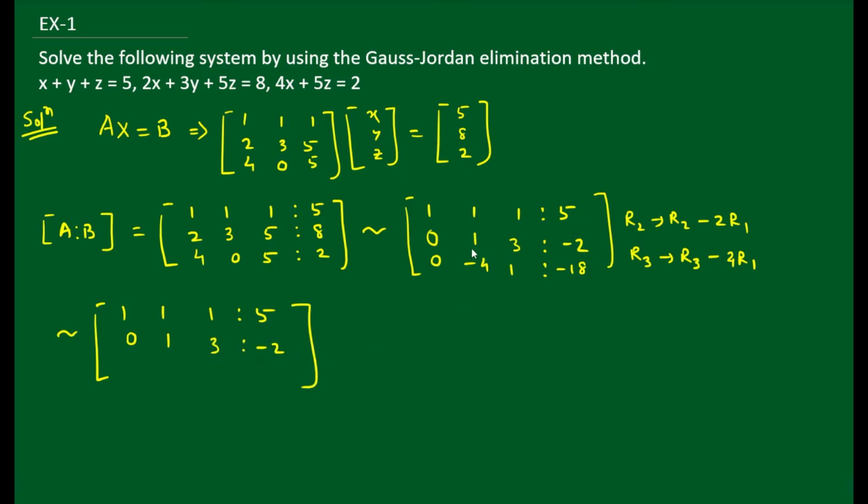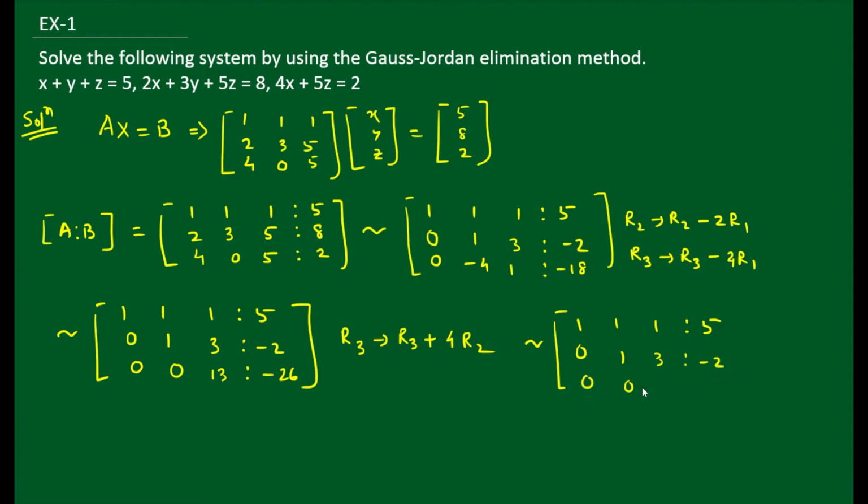Okay, now which element we have to make 0? This minus 4 we have to make 0 with the help of what? 1. So our operation will be R3 goes to R3 plus 4R2. Okay, 4R2. So then this will be 0, 0, then it's 13, and this will become minus 26. Okay, now we can do one thing. You see, this particular last row, we can divide this row by 13 so that the elements will be in reduced form. So 1, 1, 1, then 5, 0, 1, 3, minus 2.